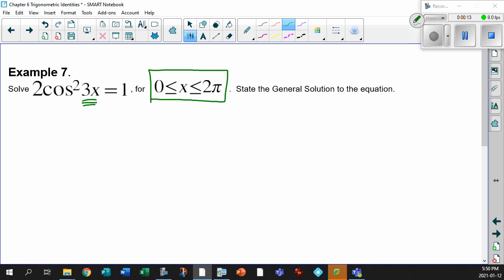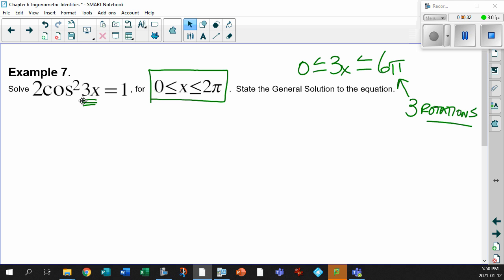Our domain now is between 0 and guess what? This is 3x, meaning that everything gets multiplied by 3. This is now a domain of 6 pi, meaning that we have 3 rotations. Oh man, that's going to give us a few extra answers, isn't it? You haven't seen nothing yet.